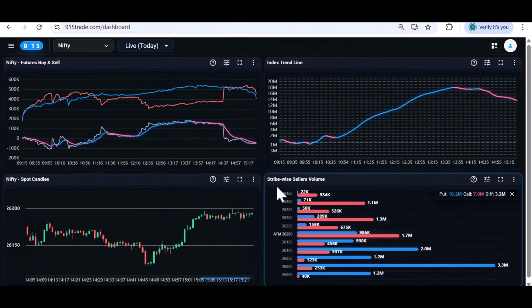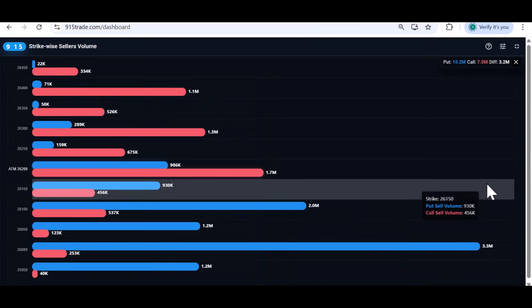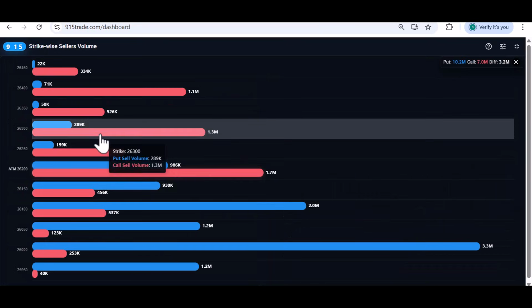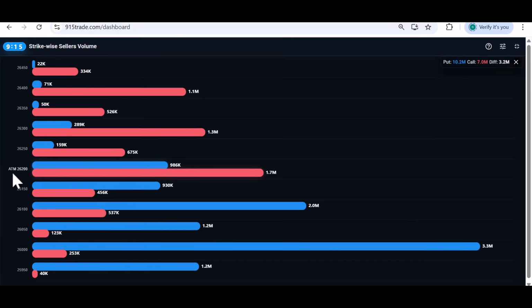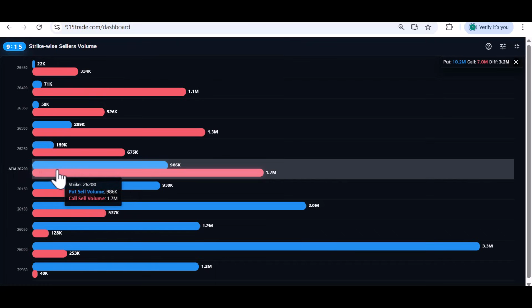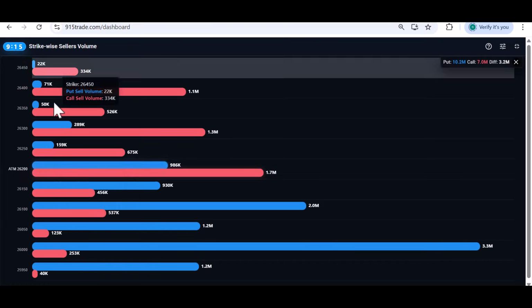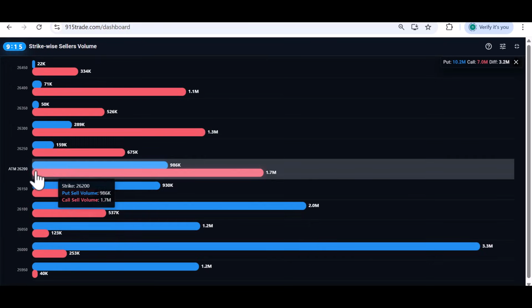Next up, Strikewise Sellers Volume. This is where you see exactly where the big boys are putting their money. You get a clean bar chart with every major strike. Red bars means call sellers. Blue bars means put sellers. The at-the-money strike is highlighted in the middle, and you always see 5 strikes above and 5 below. It moves automatically with spot price. One look and you instantly know.